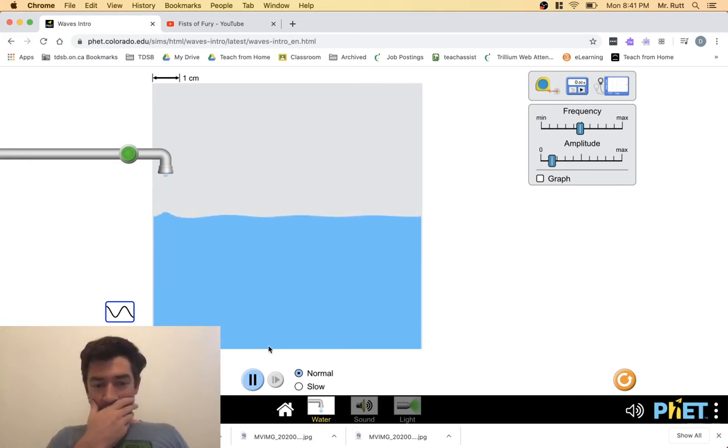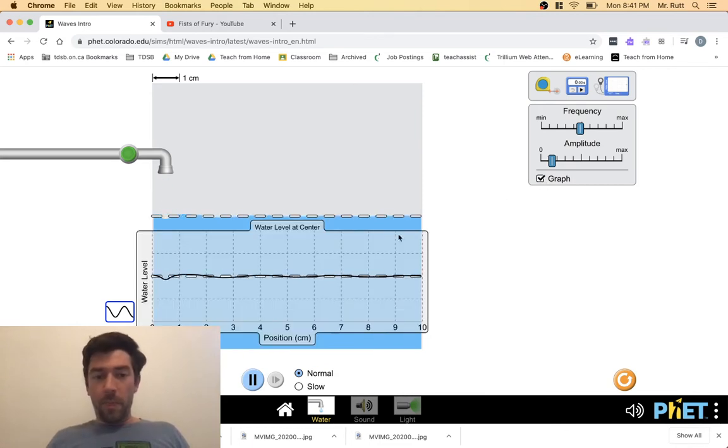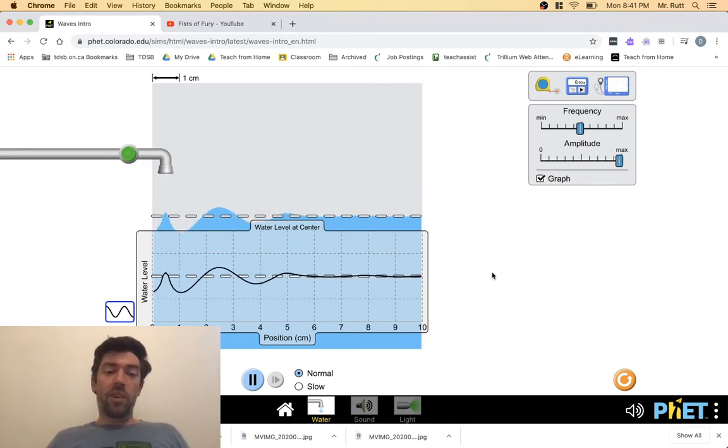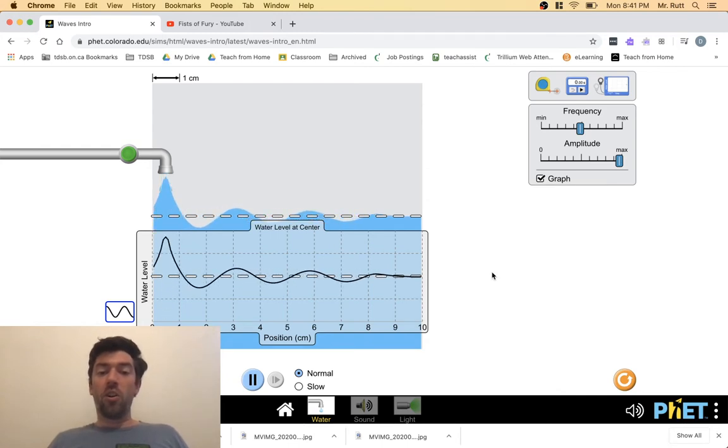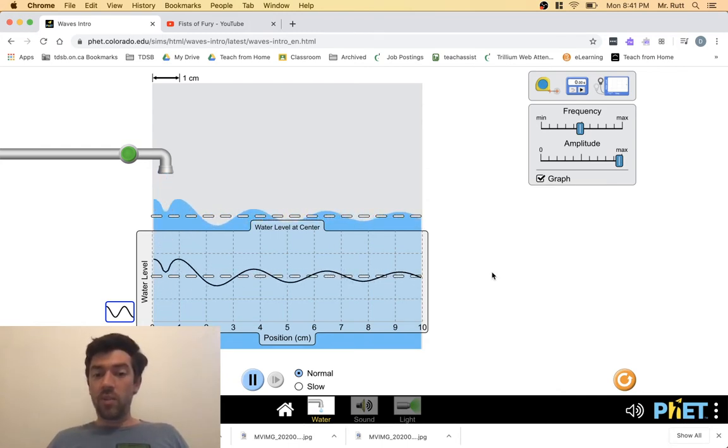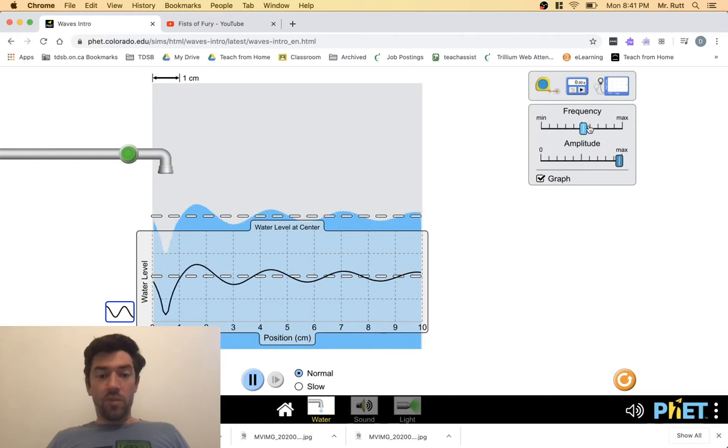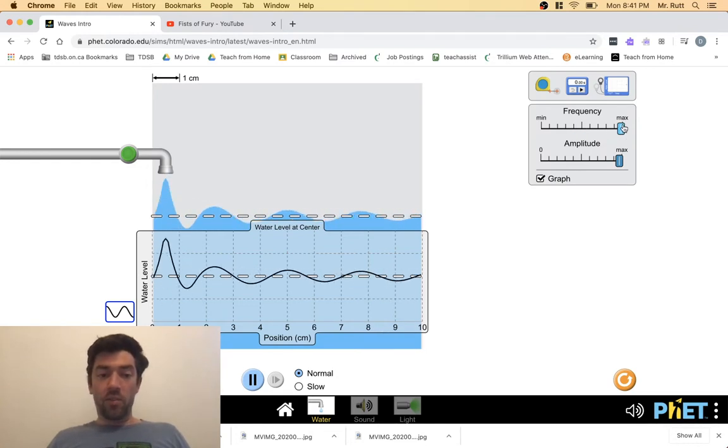Now, I think there's a way of showing a graph. Oh, graph. Yeah, here we go. Show the graph. Now look at that. This is a really nice way of understanding the math of it. So we've got this really shallow, low amplitude wave. I'm going to turn up the amplitude, and you can see how the graph gives us taller sine waves. If I change the frequency, you can see how the waves get closer together.